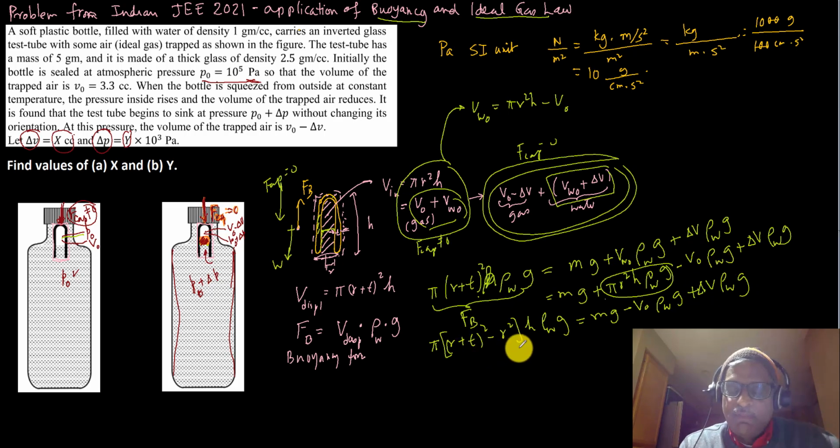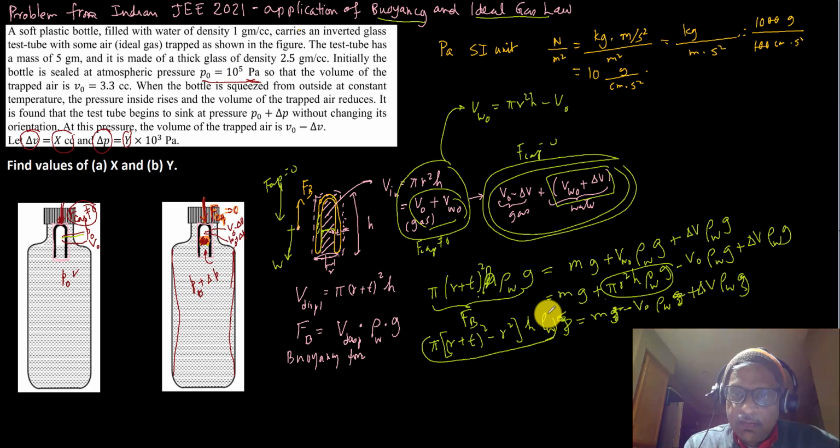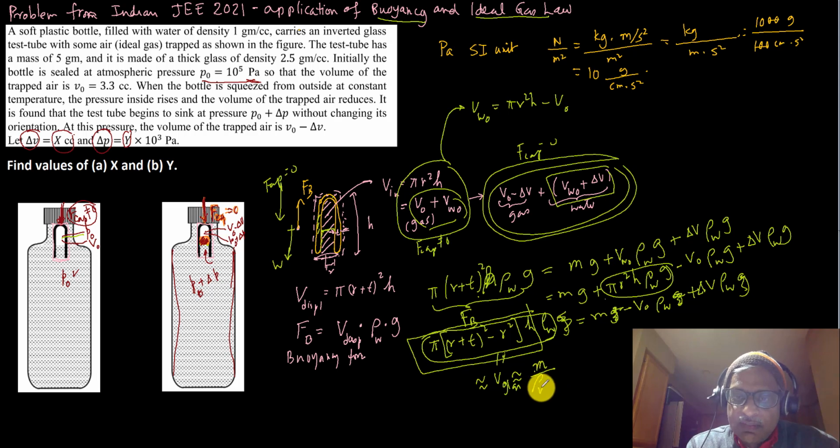Now you can see that the g's can all go away, and then this stuff here is actually the volume of the glass, which is equal to the mass of the glass over the density of the glass. And so you can see how I can combine this.